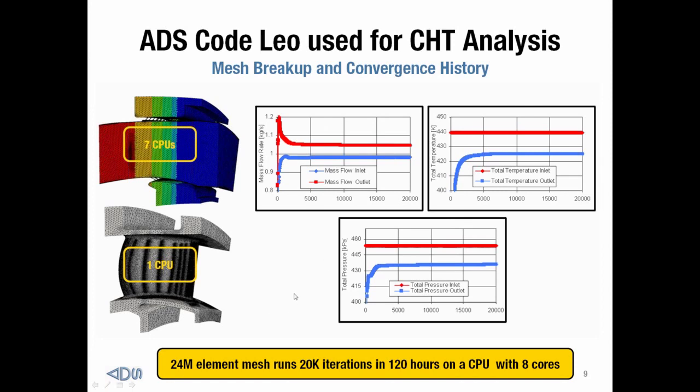So we ran the simulation for a total of 20,000 iterations to ensure that it was converged. And again, the total mesh count was about 24 million elements. And we ran this on just a regular desktop PC with a total of 8 cores, and it took about 120 hours.